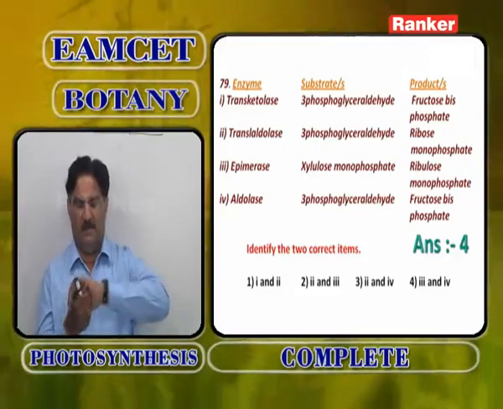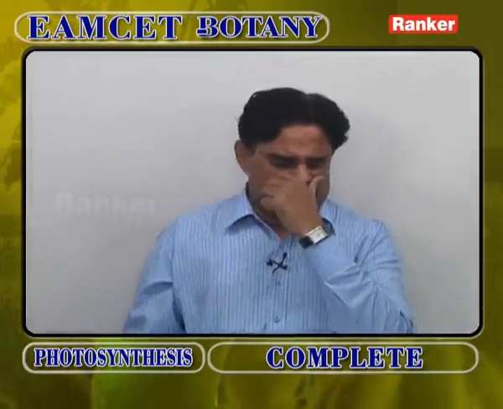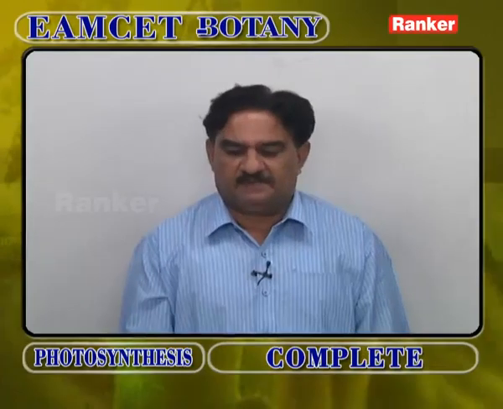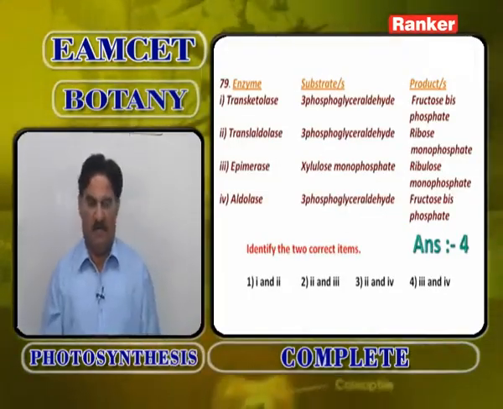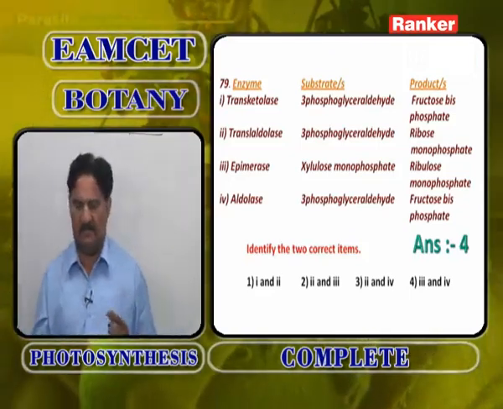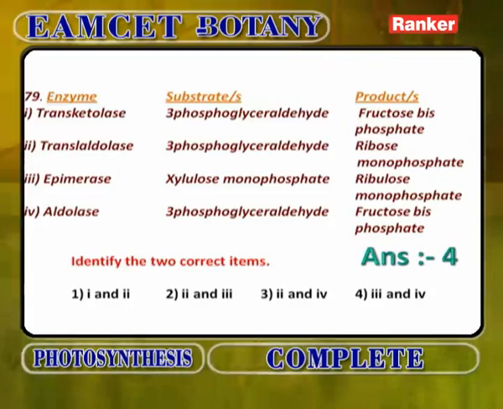Aldolase, 3-phosphoglyceraldehyde, fructose bisphosphate. Whenever aldolase is present, 3-phosphoglyceraldehyde combines with dihydroxyacetone phosphate, resulting in the formation of fructose 1,6-bisphosphate. So, transketolase, 3-phosphoglyceraldehyde, fructose bisphosphate is wrong. Transaldolase, 3-phosphoglyceraldehyde, ribulose monophosphate: in the first one, either xylulose or erythrose has to come, they have not come. Next, pseudoheptose 1,7-bisphosphate has to come, it didn't come. But epimerase, xylulose monophosphate epimerization produces ribulose monophosphate, is very much correct. Aldolase, 3-phosphoglyceraldehyde combining with dihydroxyacetone phosphate produces fructose bisphosphate, is correct. So, the answer in this combination, the 2 correct combinations of enzyme, substrate involved, product formed are 3 and 4.